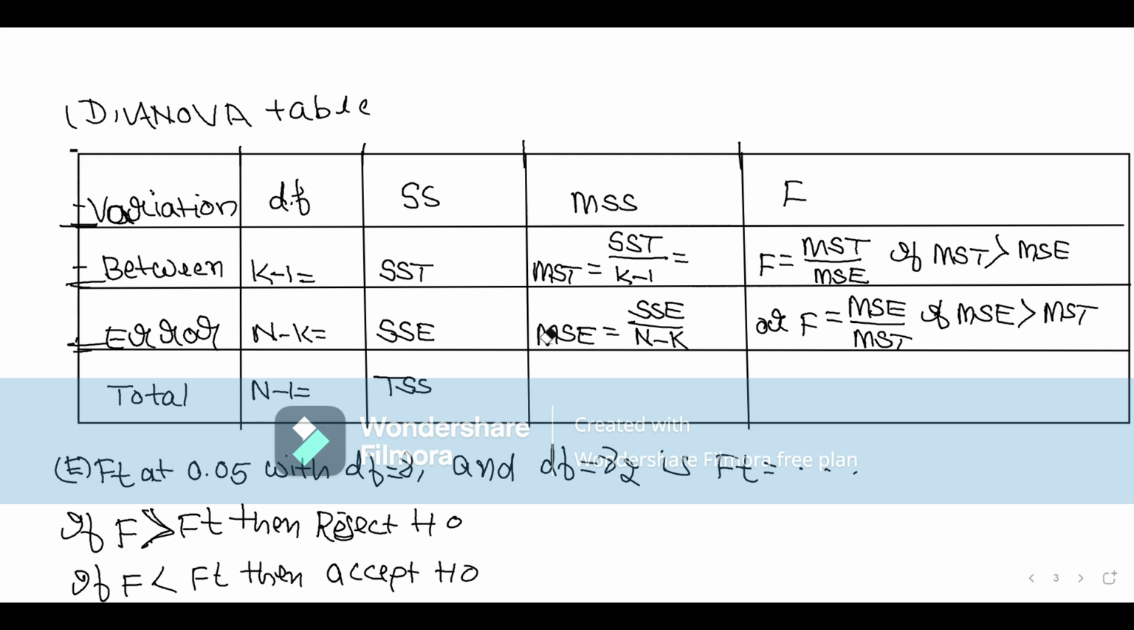Then next, MSE is equal to SSE divided by N minus K. Look here, SSE divided by N minus K. This divided by this, calculate and write it here.